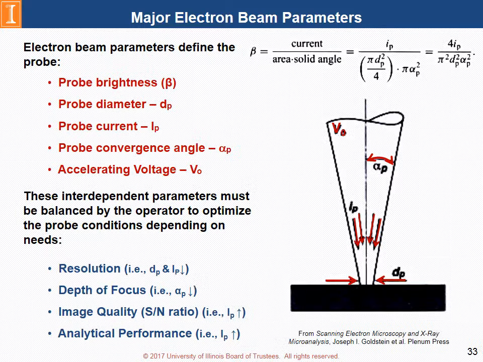Actually, as an operator, you must optimize the probe conditions depending on your project needs. For example, if obtaining ultra-high resolution is the most important thing, then you need to use a smaller probe. Or if obtaining a high depth of focus is the most important thing, then you will need the probe to have a smaller convergence angle.